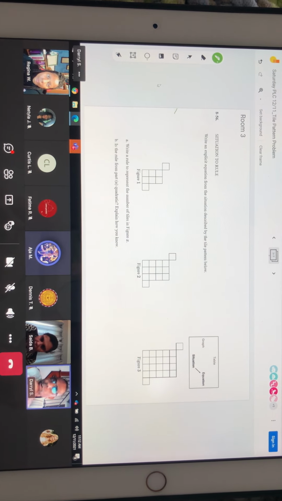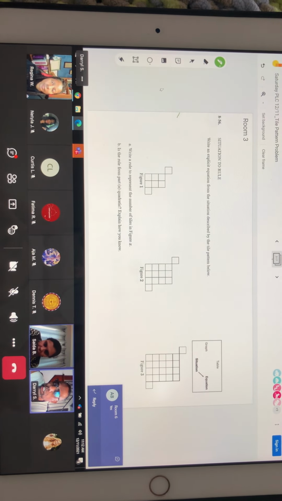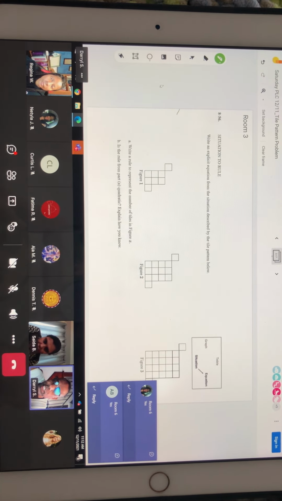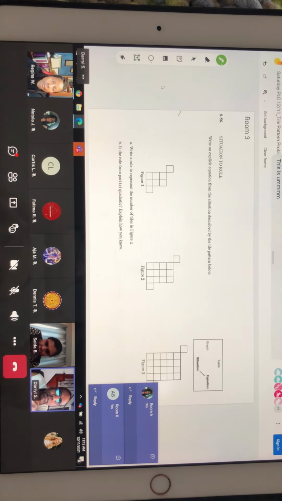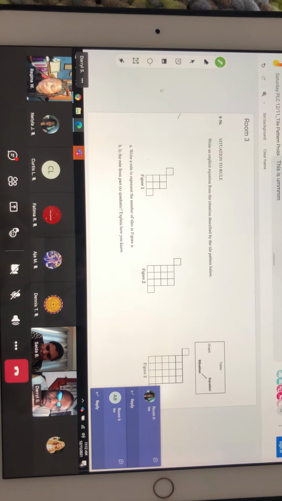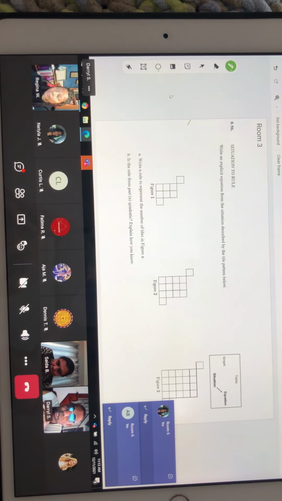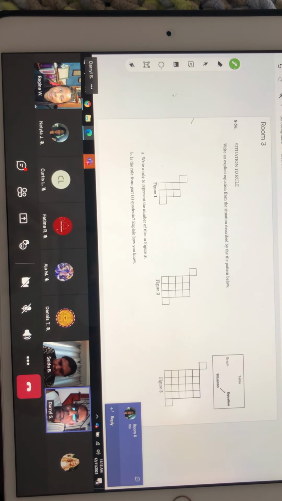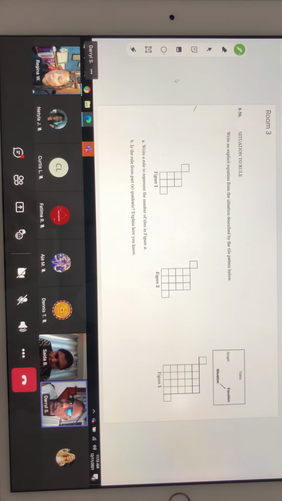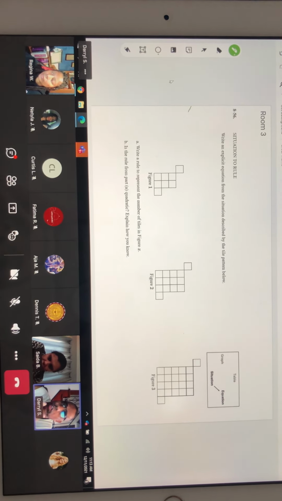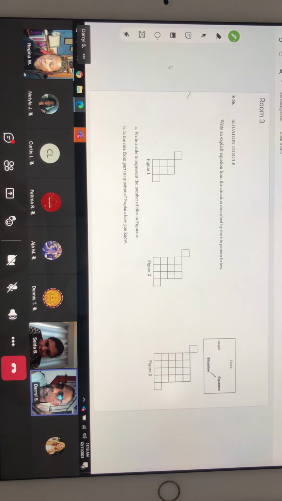Well, before we get into it, this is a lesson where we have figure 1, and these are representing some tiles. Figure 2, there's a few more tiles than figure 1. And in figure 3, there's a few more tiles. You may remember seeing a pattern with squares like this.